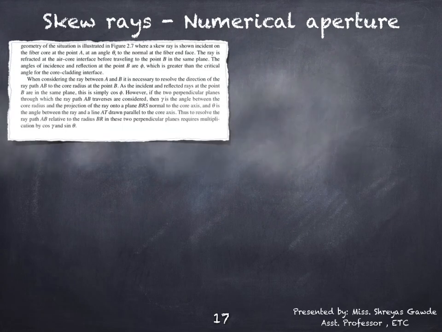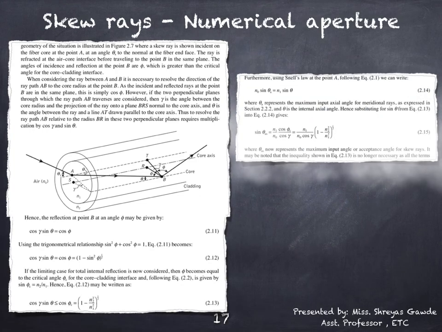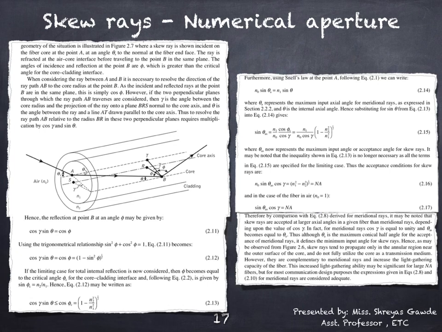So the next thing is the numerical aperture of the skew rays. In this slide I have given the derivation. It is almost similar to the numerical aperture that we derived in the previous slides for the meridional rays. Kindly note the end formula for numerical aperture for skew rays. That is very important with respect to the problems that you might get.